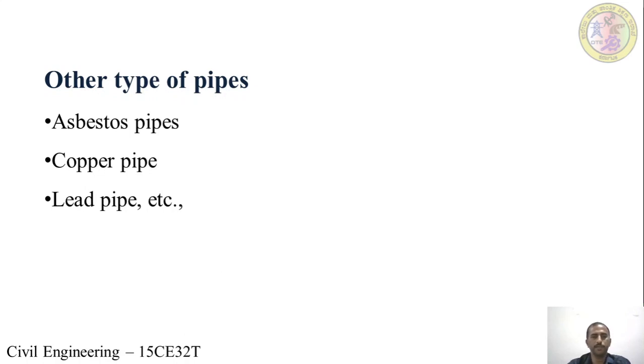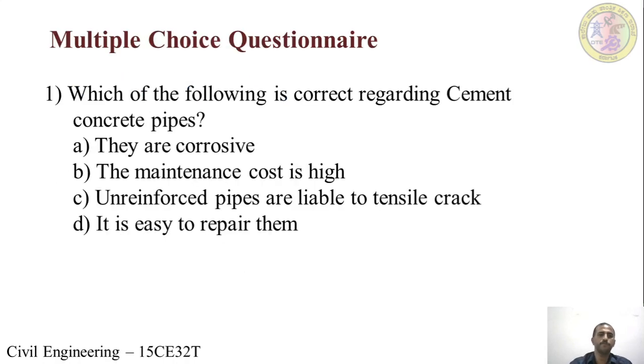So this completes the types of pipes. It's time for the multiple choice questionnaire. Question number 1. Which of the following is correct regarding cement concrete pipes? A. They are corrosive, B. the maintenance cost is high, C. unreinforced pipes are liable to tensile crack, D. it is easy to repair them.